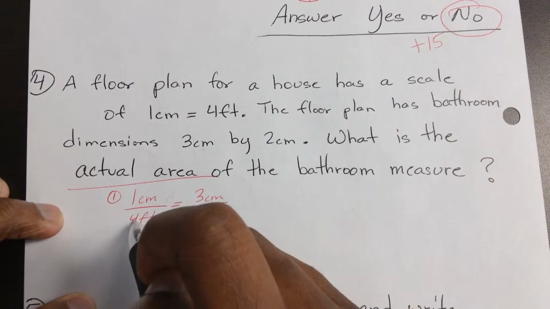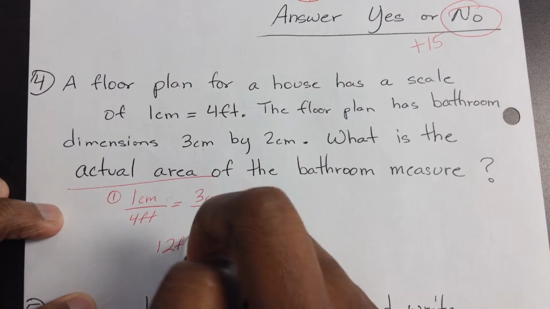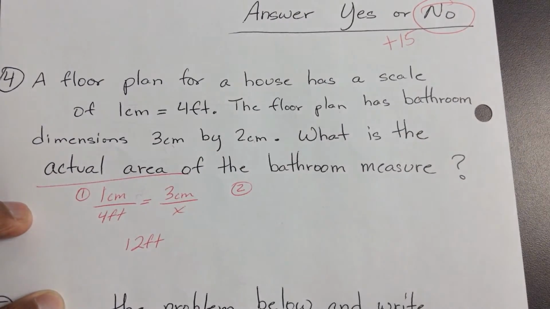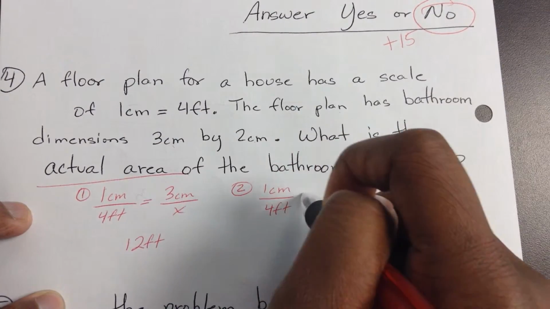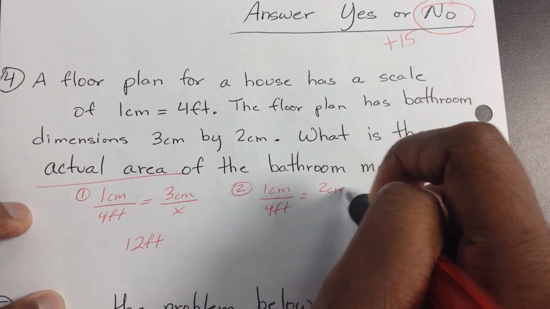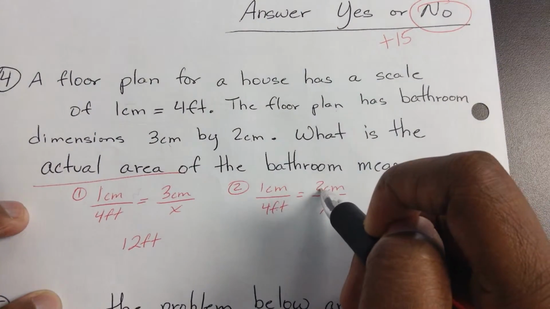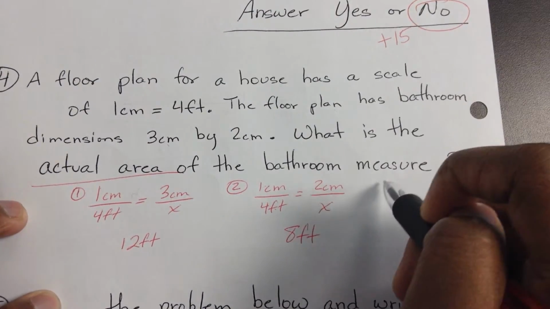So 3 times 4 is 12. Divide by 1, we get 12 feet. Step 2. 1 centimeter, 4 feet equals 2 centimeters over x. So 4 times 2 is 8. Divide by 1 is 8. So we get 8 feet.